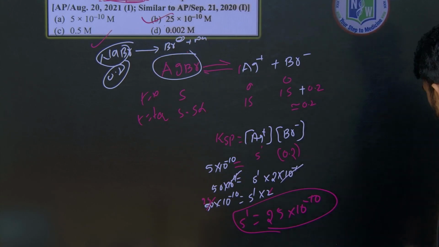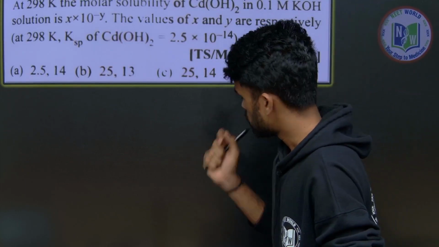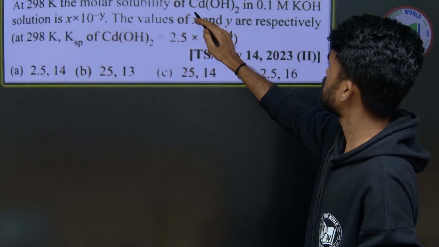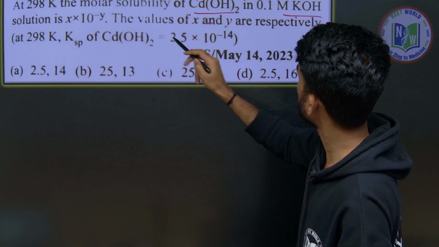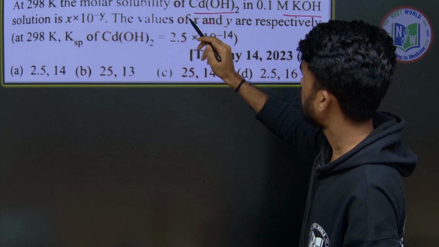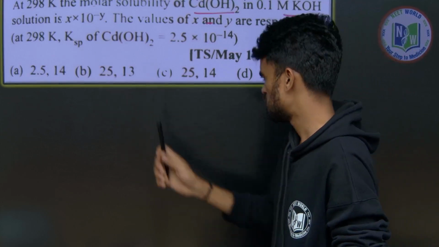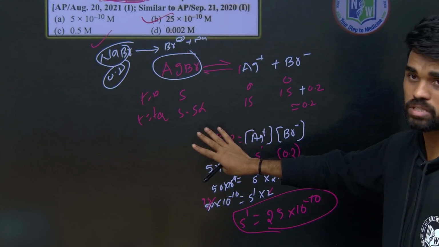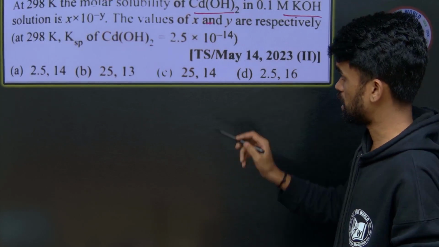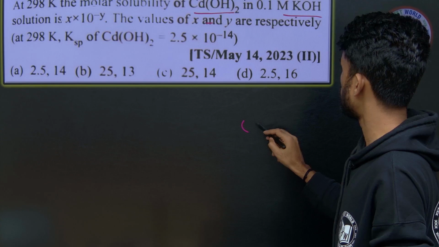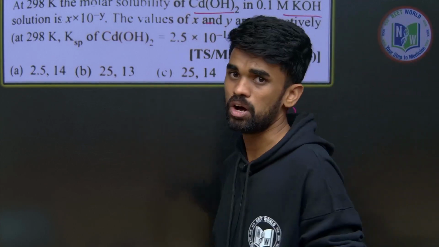Okay, so this is about the common ion effect. So will you give a try to solve this question? It's very simple. Cd(OH)2 is given in KOH. So again common ion effect, the molar solubility is asked, and they are asking what the X and Y values are. Very easy. See, Ksp is given. So whatever steps I followed during this process, apply the same steps here, you will get the answer, and write in the comment box mentioning Cd(OH)2 answer, or last question answer, as any of these options, whatever you got.